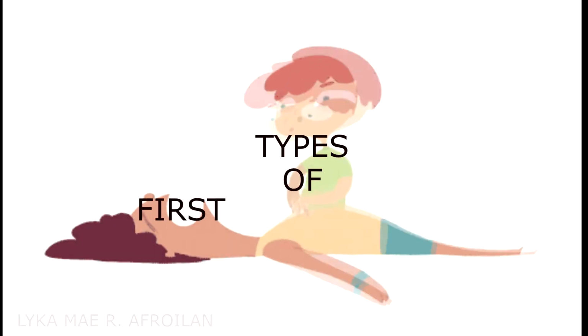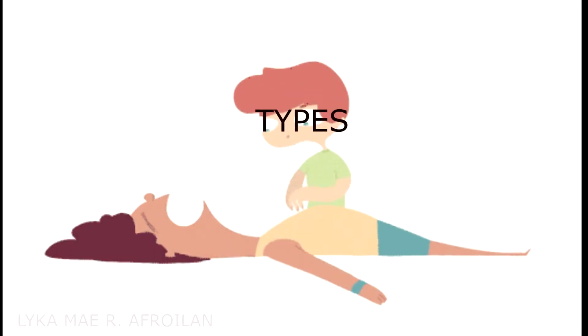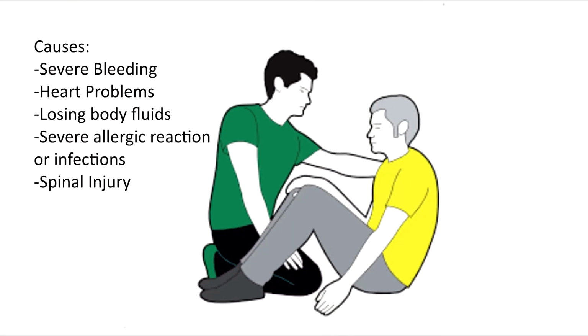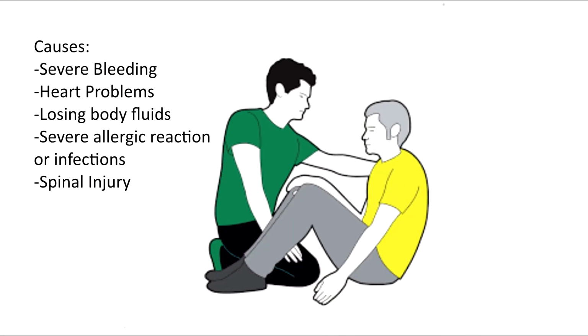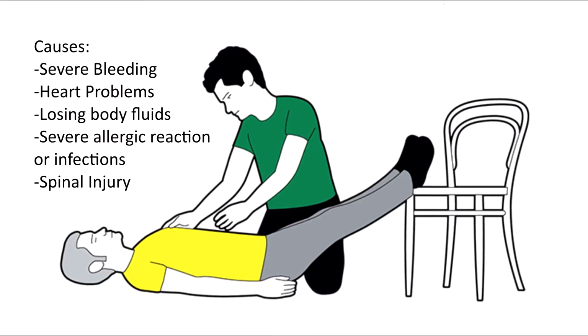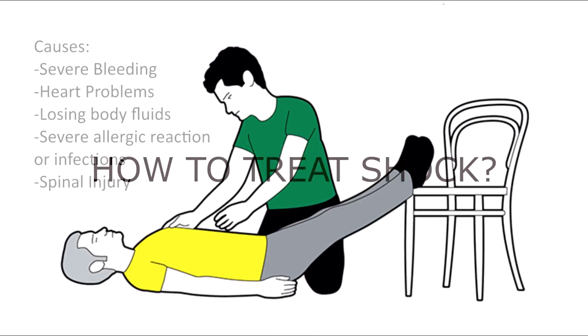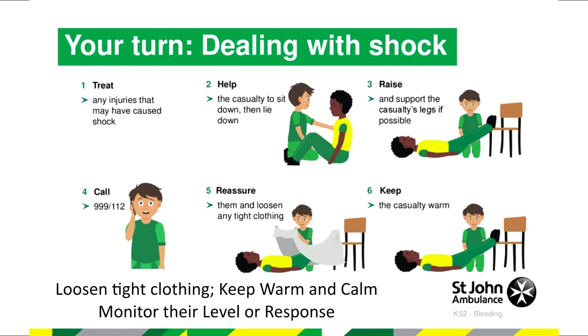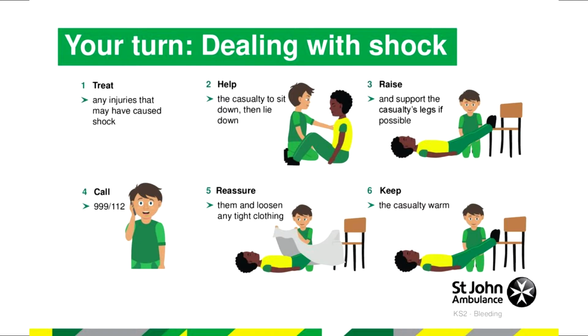In this video, we will tackle types of first aid measures. First, we have shock. Causes of shock: severe bleeding, heart problems, losing body fluids, severe allergic reaction or infections, and spinal injury. So how to treat shock? Lie the casualty down, raise their legs, call an ambulance, loosen tight clothing, keep them warm and calm, and monitor their level of response. In the picture, you will see that the first aider is dealing with shock.